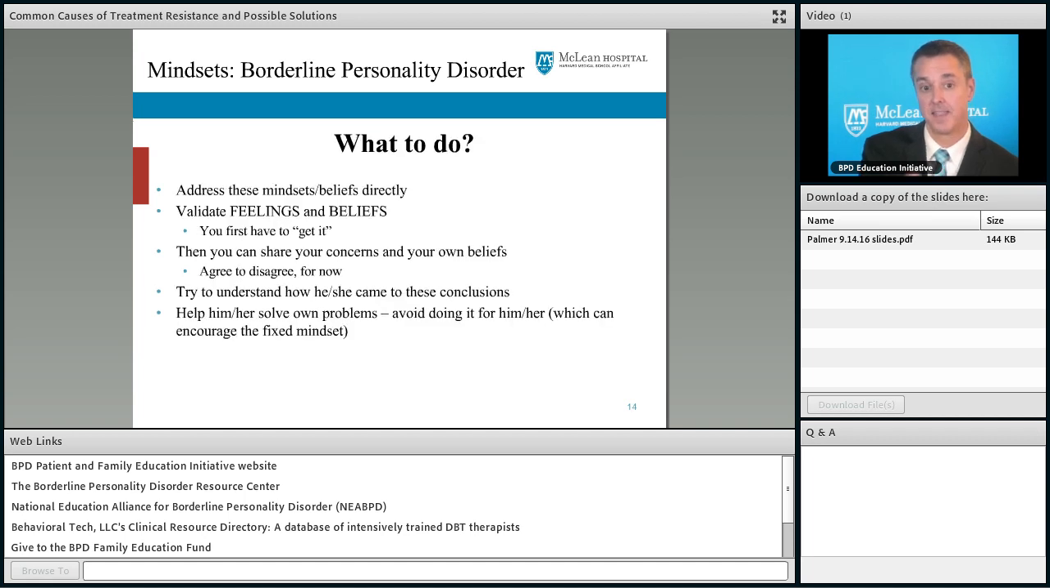So what to do about all these mindsets? Obviously we could go on for hours on that topic. But here are some basic pointers. So one is address these mindsets and beliefs directly. If you think these are going on for yourself or for somebody you know with BPD, talk about them. Do you feel unlovable? Do you feel like your life has any meaning and purpose? What do you want to do with your life? What would you like to do?